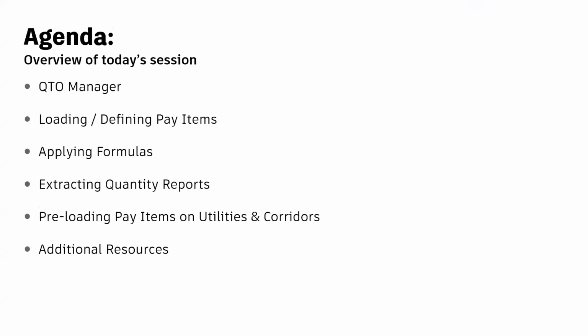So our agenda today, we're going to take a deep dive look at the QTO Manager. That stands for Quantity Takeoff. That's Civil 3D's vehicle by which we load pay items, assign them to the objects in our model, and then extract them into reports. We'll look at how to load pay item files. We'll look at how to create our own files if we want to. We'll look at how we can create custom formulas to convert between units when necessary. We'll look at how we can extract quantities into reports. We'll also look at how we can automate things by preloading pay items on parts lists for utilities and code set styles used for corridors.